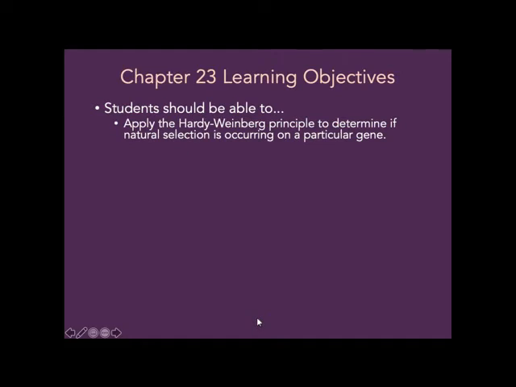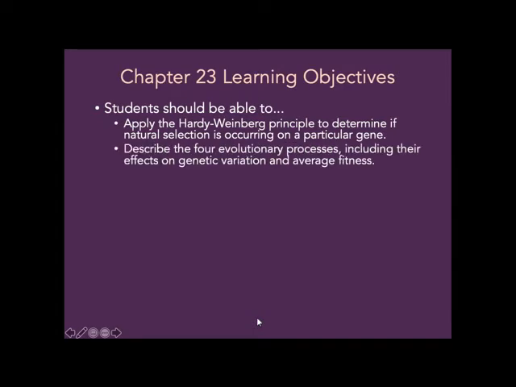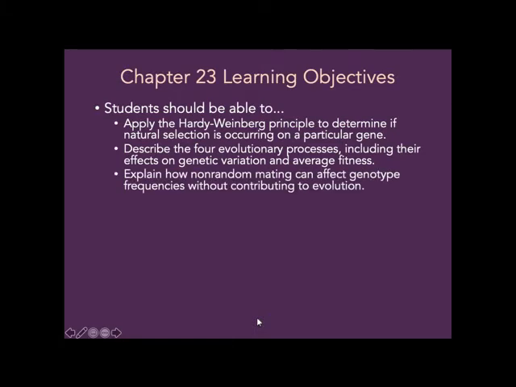By the end of this chapter, you should be able to apply the Hardy-Weinberg principle to determine if natural selection is occurring on a particular gene. You should be able to tell me about the four evolutionary processes, including how these processes affect genetic variation in the population and average fitness in a population. You should also be able to explain how non-random mating can affect genotype frequencies without actually contributing to evolution.